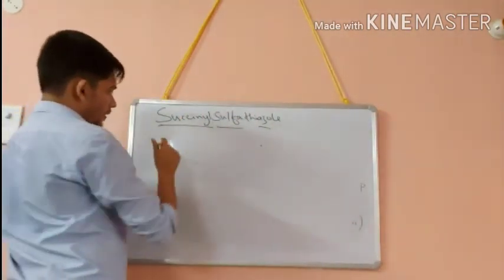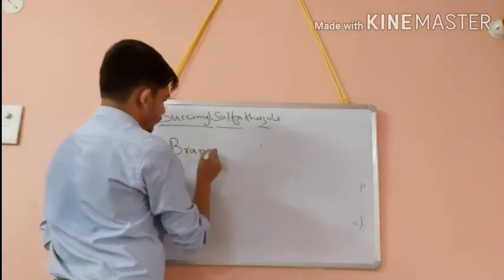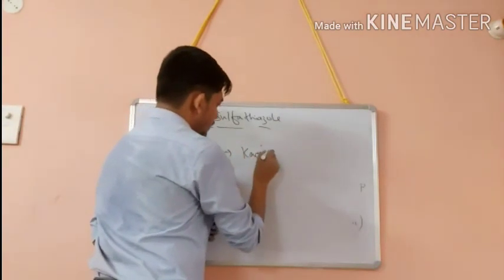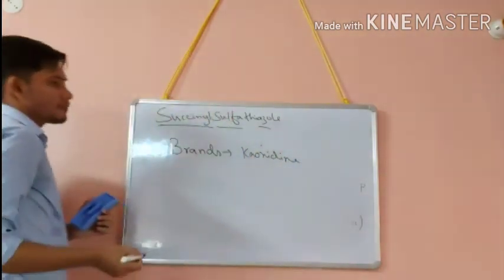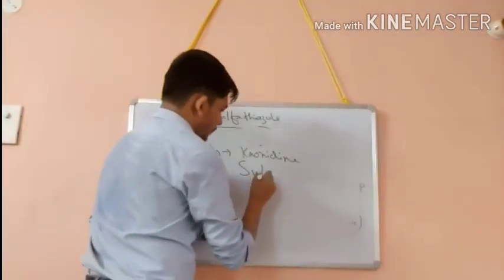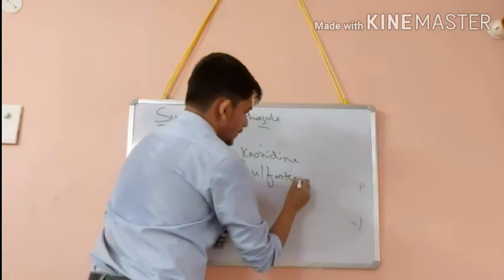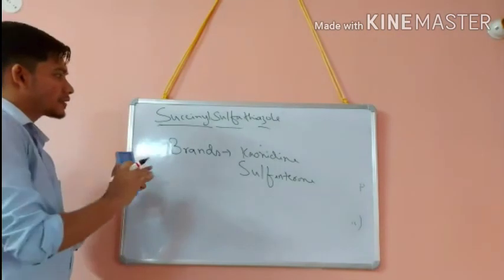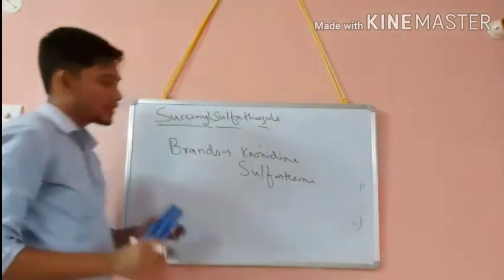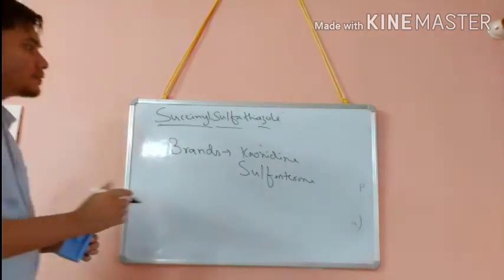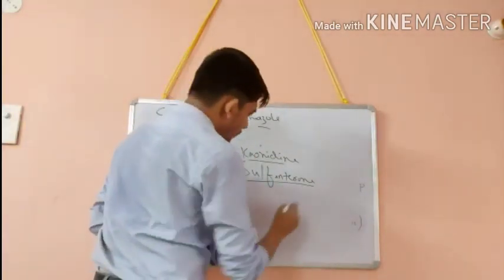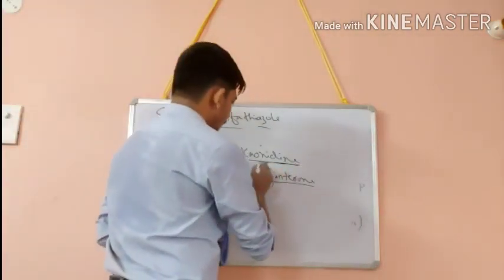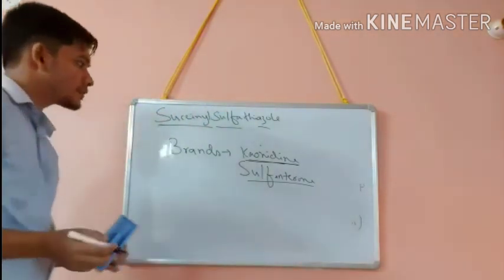Okay, so brands of this succinylsulfathiazole. One example of this one, K-oxidine. Okay, K-oxidine. Another is sulfenterone. So these are some examples of drugs which are containing succinylsulfathiazole. So you can search some more from the internet also, or any standard reference book. You can search all the information, all the different brands.